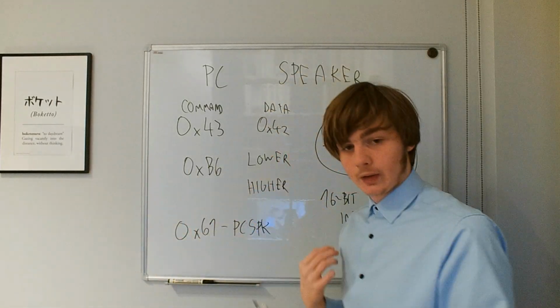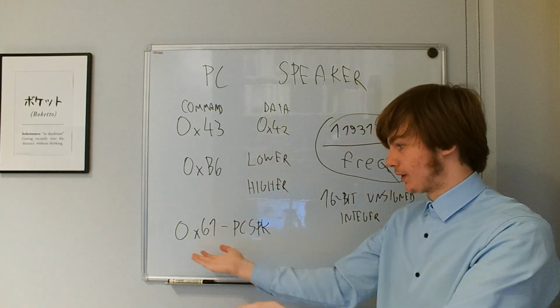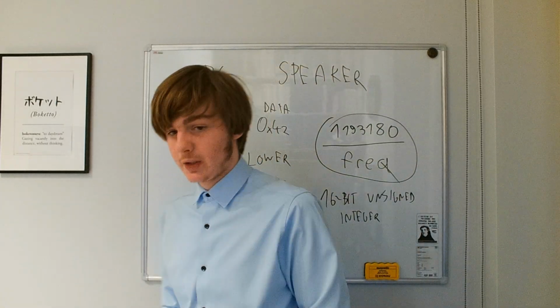Right? So you get a byte, you OR it with the number 3, such that the last 2 bits are set to 1, and then you send it back to this port, and that's how you make it play sound.